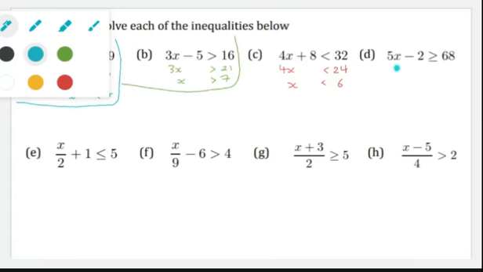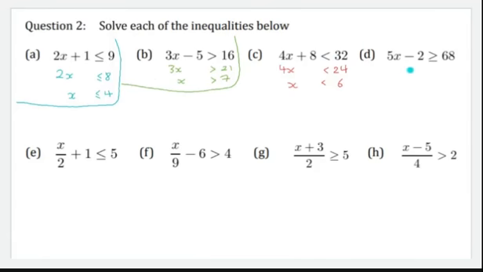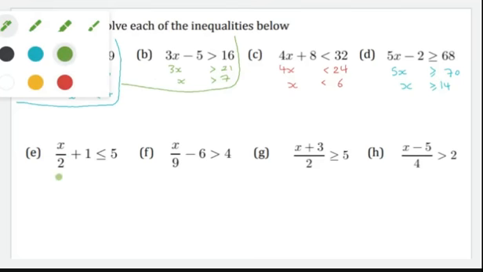The next one. Add 2 on both sides. Very good. So 5x greater than or equal to 70. Yep. Then divide 5 on both sides. 14. Yes. So x is greater than or equal to 14. Yep. Very good. Nice, nice.